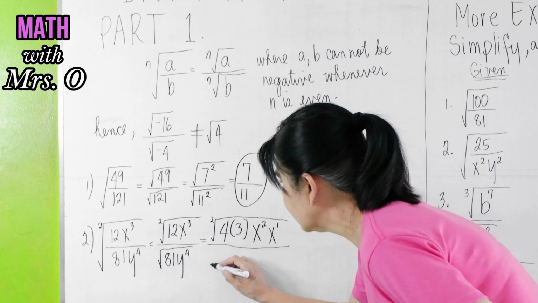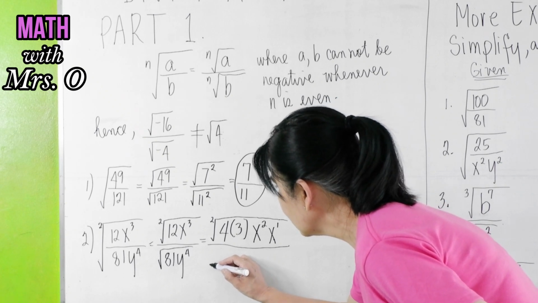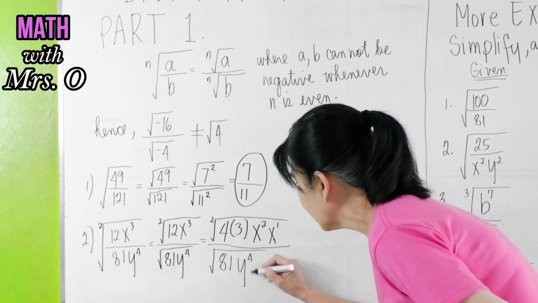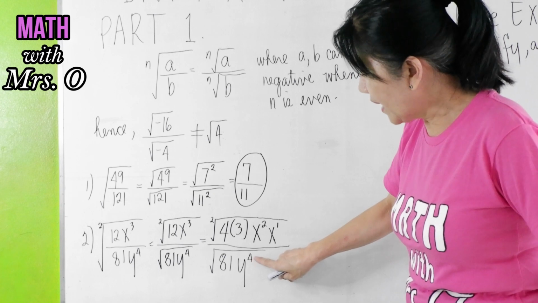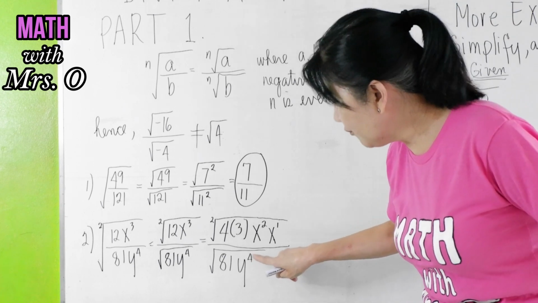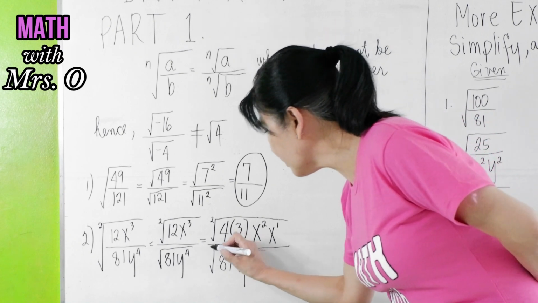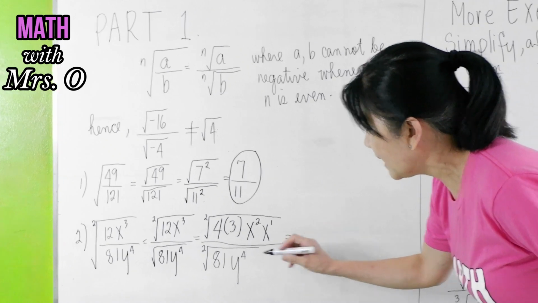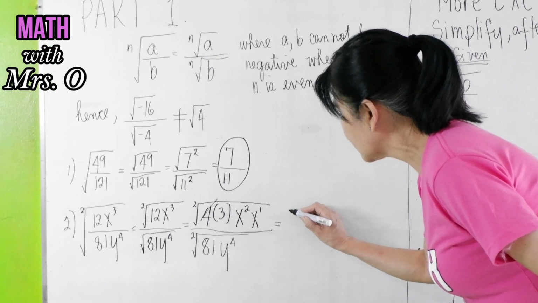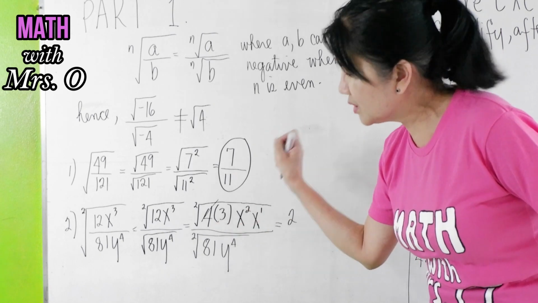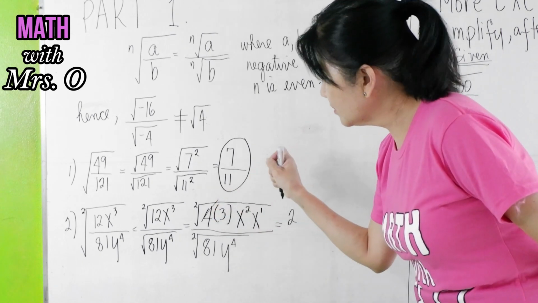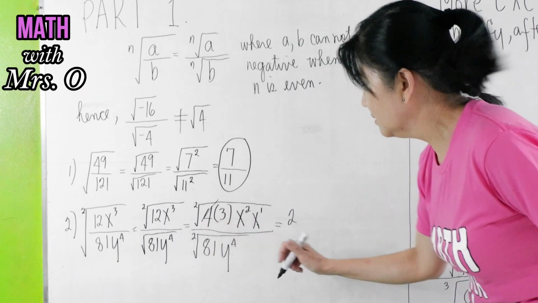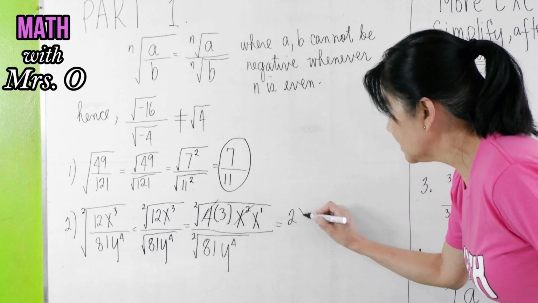Then, all over the square root of 81y to the 4th. Why didn't I factor y to the 4th? Because 4, which is the exponent of y, is already divisible by the index 2. We continue, we will have here square root of 4 is 2. Remember, I'm not canceling, I'm just putting a diagonal line as a sign to denote that I already got the square root of 4. Then the square root of x squared is x.